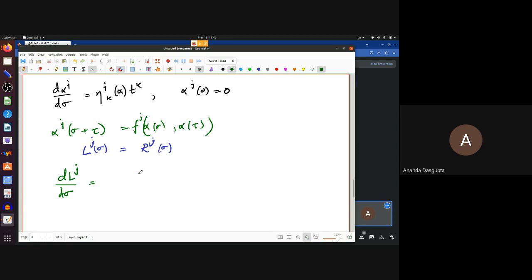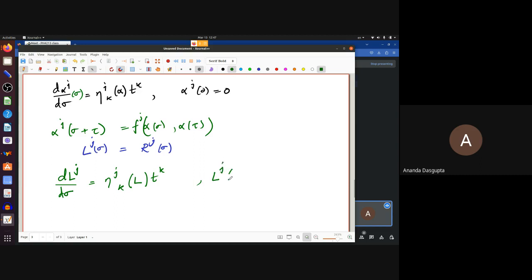Yes? What do you get when you differentiate this? Remember, you already know what you get when you differentiate d alpha j d sigma at sigma. You get this. What do you get when you differentiate alpha j of sigma plus tau? You get eta jk of alpha of sigma plus tau times tk, I think. So you get eta jk. Alpha of sigma plus tau is nothing but L, so let's write that as L into tk. You would have to multiply that by the derivative of sigma plus tau with respect to sigma, which is of course 1. So here's what you get.